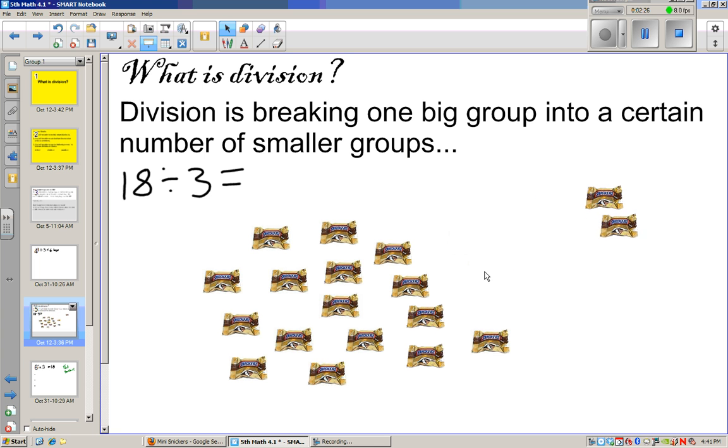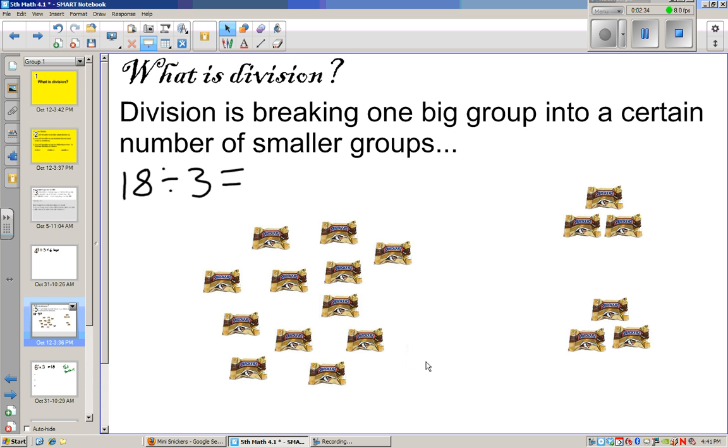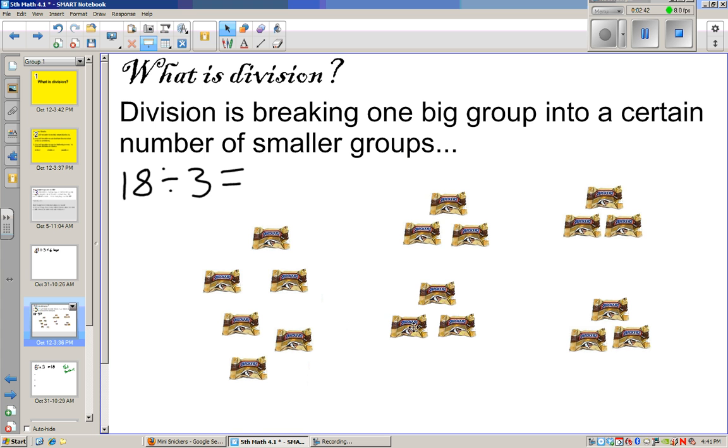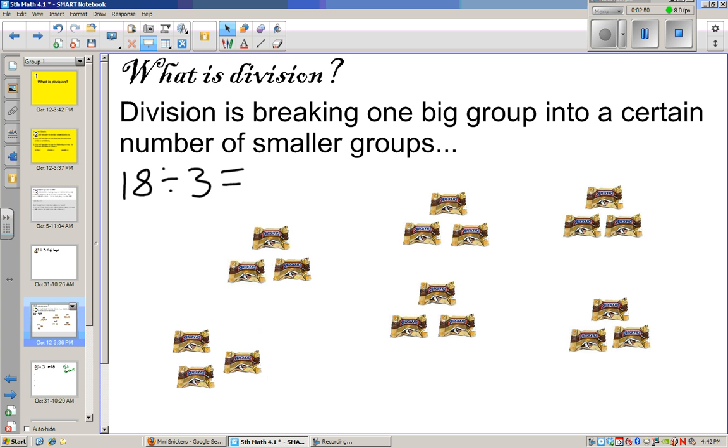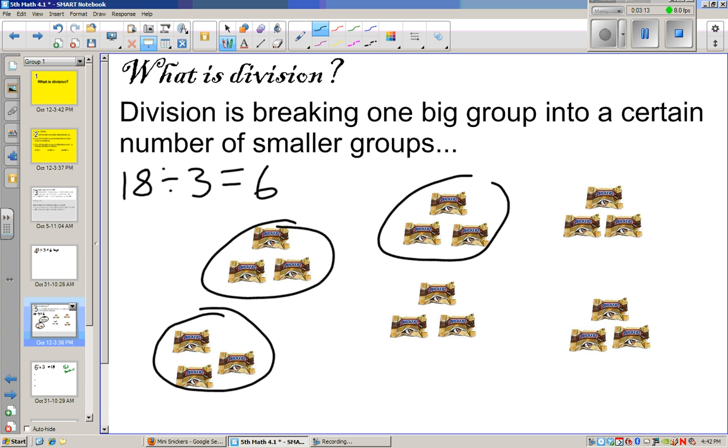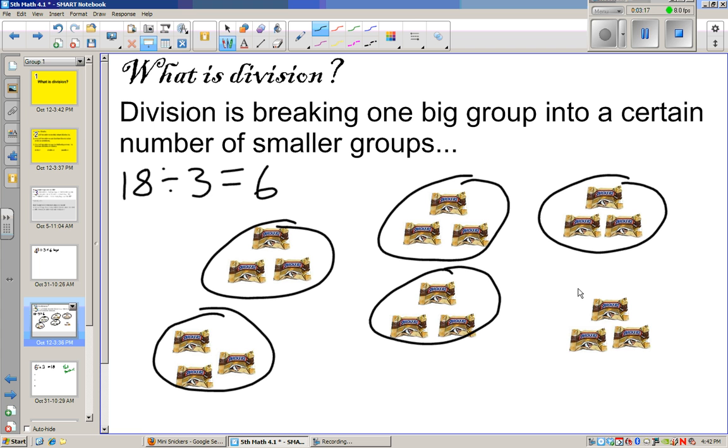1, 2, 3. 1, 2, 3. 1, 2, 3. And so on. We'll see how many groups I can make. So I've got groups of 3 here, and I've made 1, 2, 3, 4, 5, 6. So I took a large group of 18 Snickers. I made them into smaller groups of 3, and I was able to make 6 smaller groups. And so that right there is what division is. It's taking a big group and breaking it into a certain number of smaller groups.